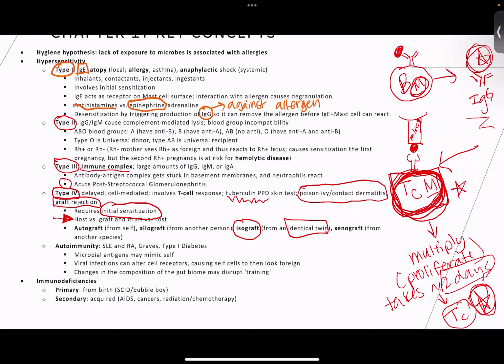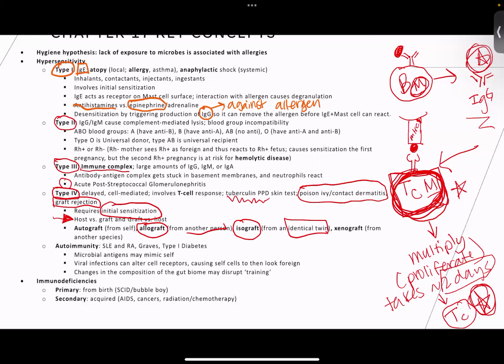However, if you are not genetically identical, that is an allograft. So from another person, no genetic match. If I give a kidney to my little sister, that's an allograft. She's a little sister. She is younger. That gives me enough information to know she's not genetically identical.